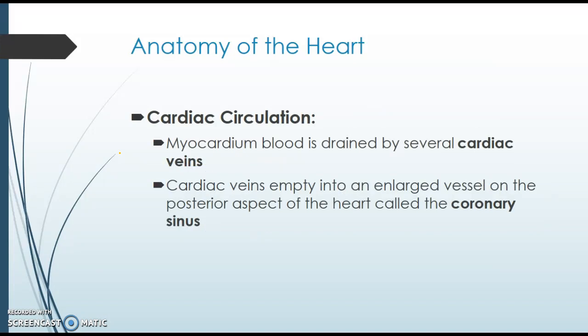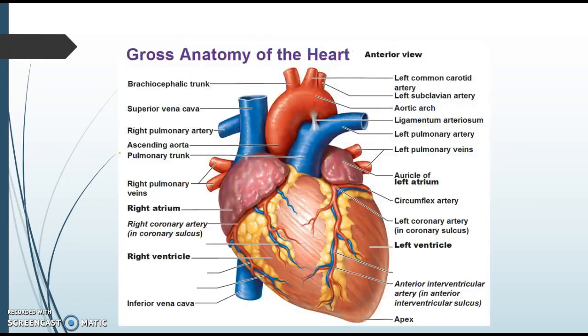So myocardium blood is going to be drained by cardiac veins. Through those coronary arteries and those circumflex arteries, you're going to basically exchange oxygen and nutrients with carbon dioxide and waste. And then the carbon dioxide and waste is going to be drained by cardiac veins and then into a pretty enlarged vessel called the coronary sinus.